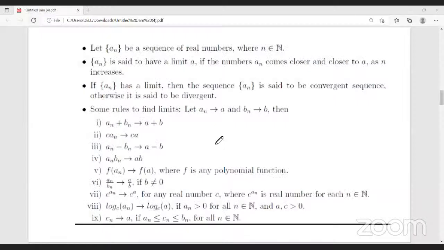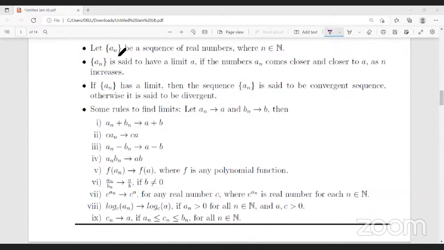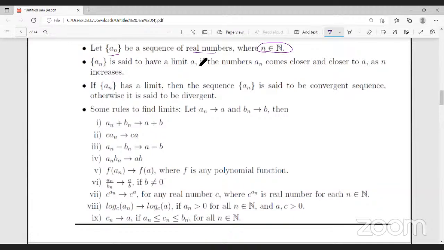So is this visible? Yes, sir. Let a_n be a sequence of real numbers where n belongs to the natural numbers. A is said to be a limit of the sequence if the numbers a_n come closer and closer to a. This is the definition of the limit of a sequence, right? This is convergence, otherwise divergence. Okay? This we have discussed.